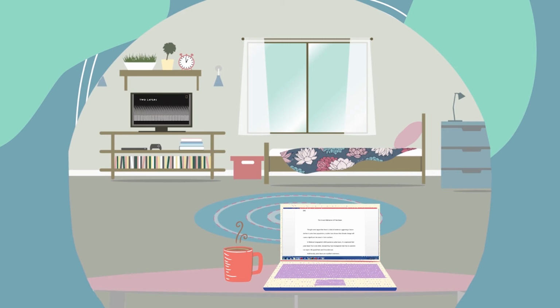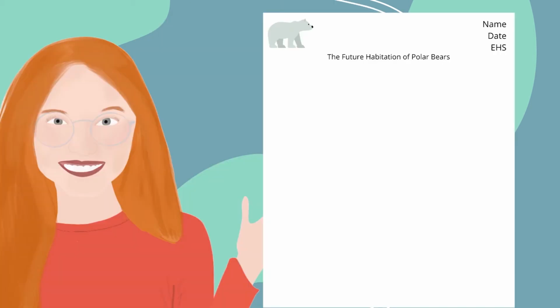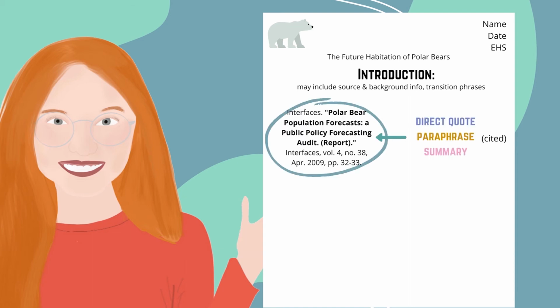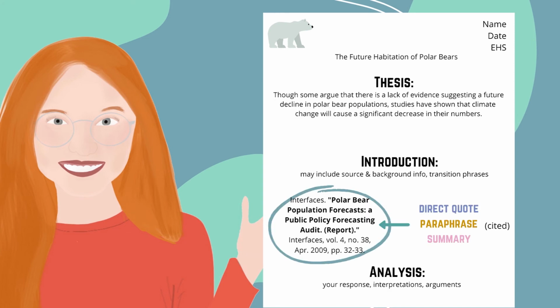Whenever you present ideas from an outside source, there are three main components that you need to include. First, provide an introduction. The introduction is a way for you to set up the information that you'll be presenting from the outside source. Next, include the idea from the source as either a direct quote, paraphrase, or summary. Make sure to always properly cite ideas from outside sources. Finally, include an analysis of the ideas that you've presented. An analysis will include your response, interpretations, or arguments in relation to the idea from the outside source.